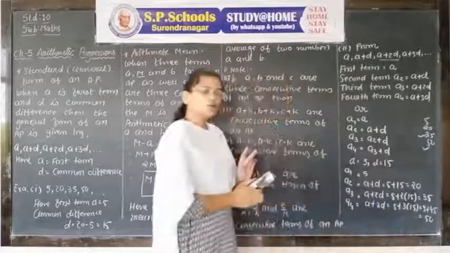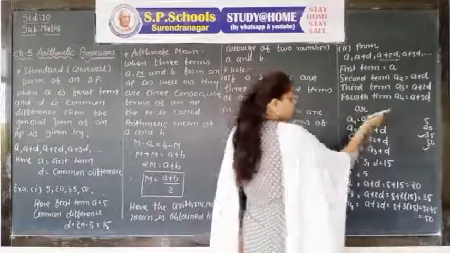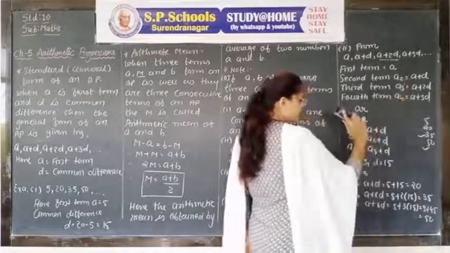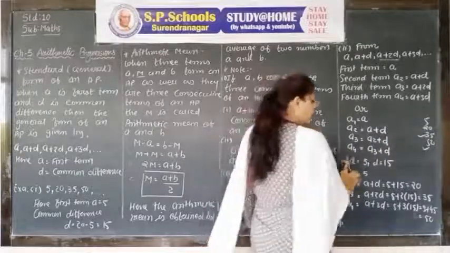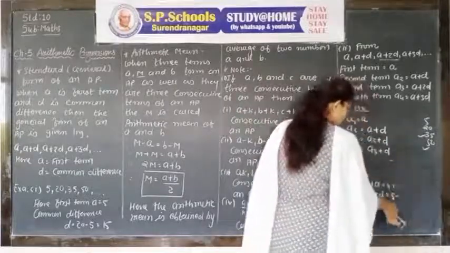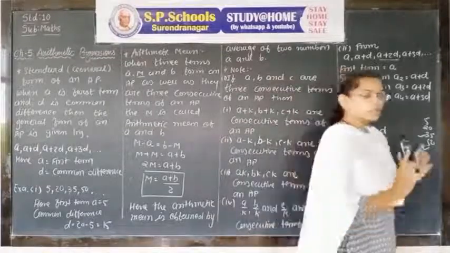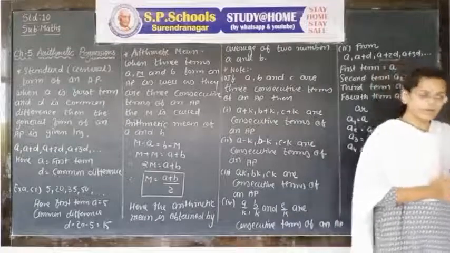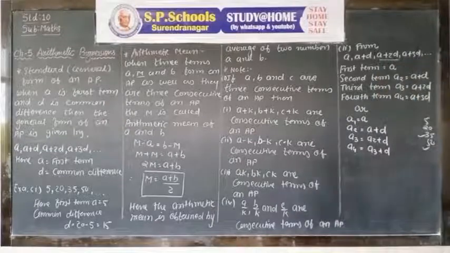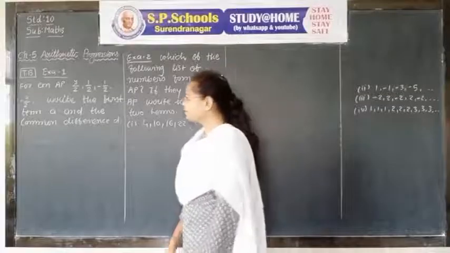There are two ways to find the terms of an AP: using A plus D, A plus 2D, A plus 3D, or using A1 plus D, A2 plus D, A3 plus D, whenever we know the first term A and the common difference D. Now the basic information is completed. Let's see examples from our textbook.